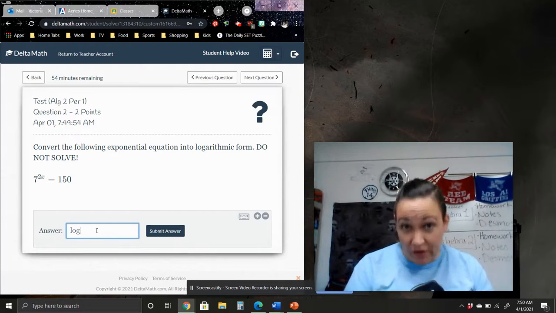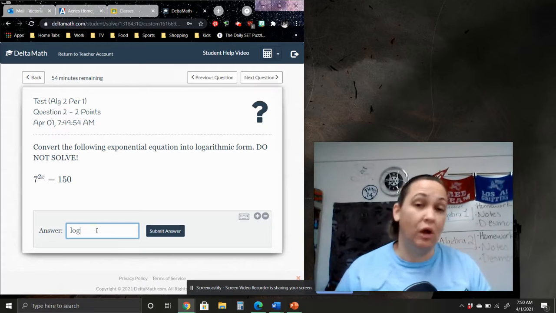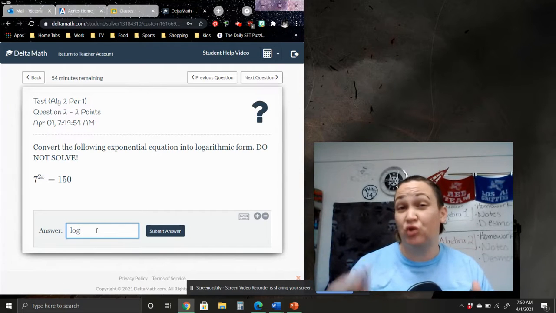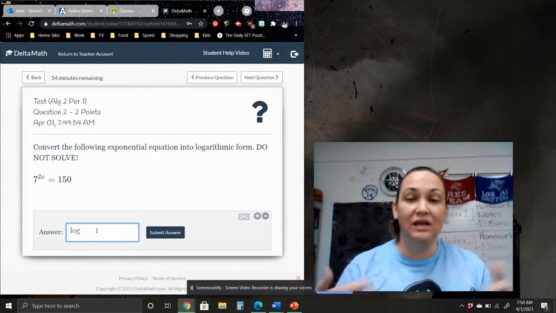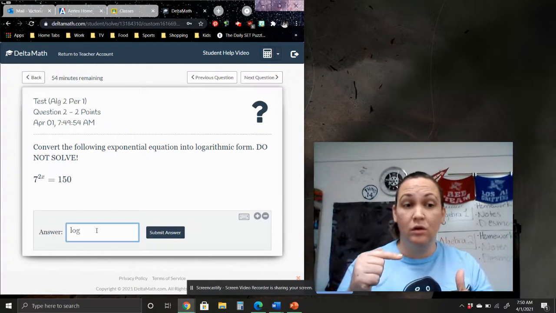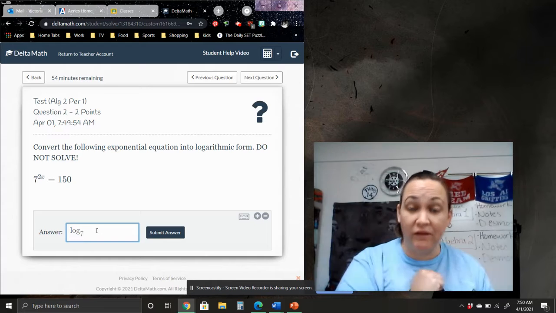And then if you've never typed a base before, there's two options. You can hit shift and the subtraction button. It's right next to the plus sign. So shift subtracting, and look, it knocks it down below. Then you can put your base 7.